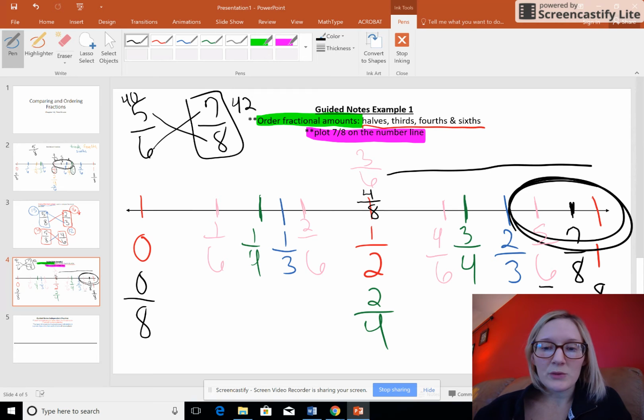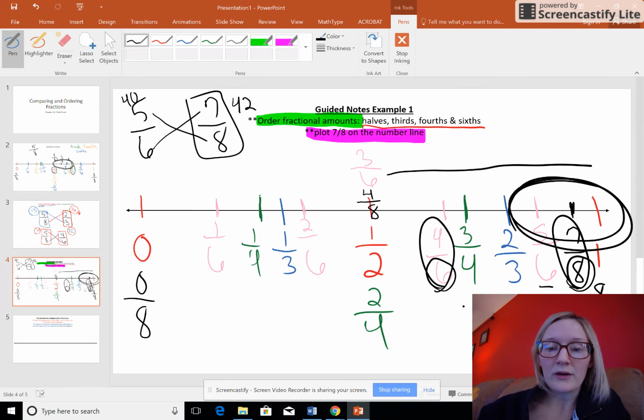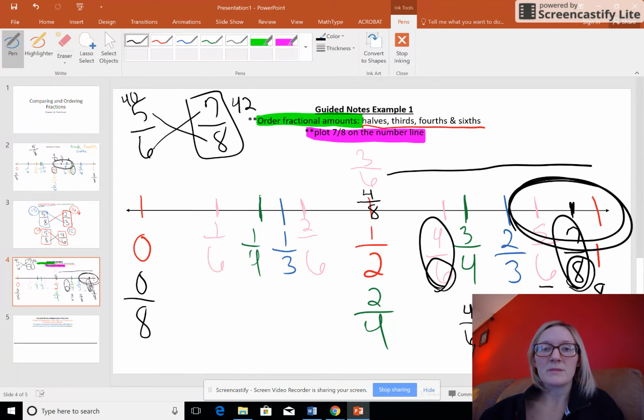Now, if I were to ask you a comparison question, let's say that I wanted you to compare 7/8 to 4/6. Looking at the number line, it looks like 7/8 is greater because it is further down the number line and it is closer to 1 whole. But because we have different denominators, we have different equal parts split into our whole, the way that you can officially check is by cross multiplying 4/6 and cross multiply with 7/8.